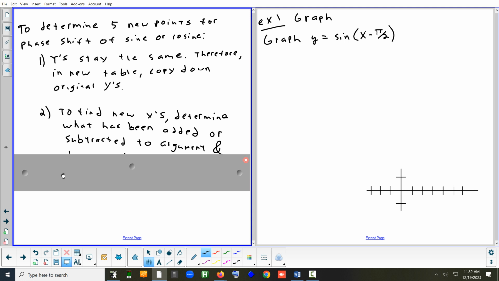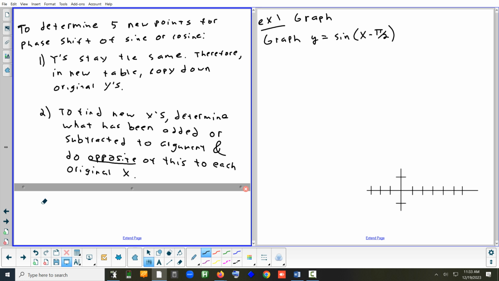Well, if x values are moving to the right, what's happening to them? They're getting larger, right? So that's why I say if you see a minus pi over 2, that means you need to add pi over 2 to all the x values, and that will push them all to the right. Just like we always have done, it's the opposite. A minus shifts right, a plus would shift left. So look at what's been added or subtracted, and do the opposite of that to all the original x's in your table.